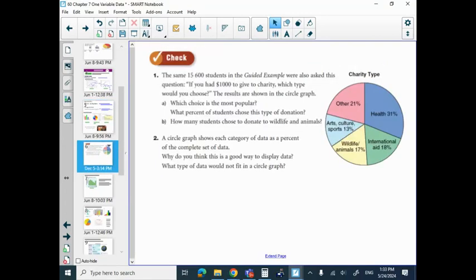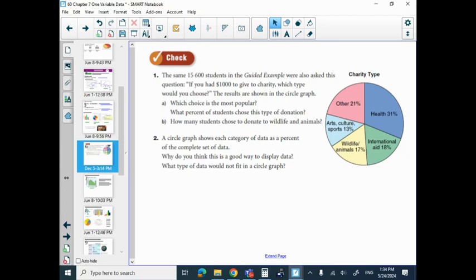That's pretty funny. So here we go with a pie chart or a circle chart. This question is just about reading from them. It says 15,600 students. In a guided example, we're asked this question: if you had $1,000 to give to a charity, which would you choose? And here's the results.